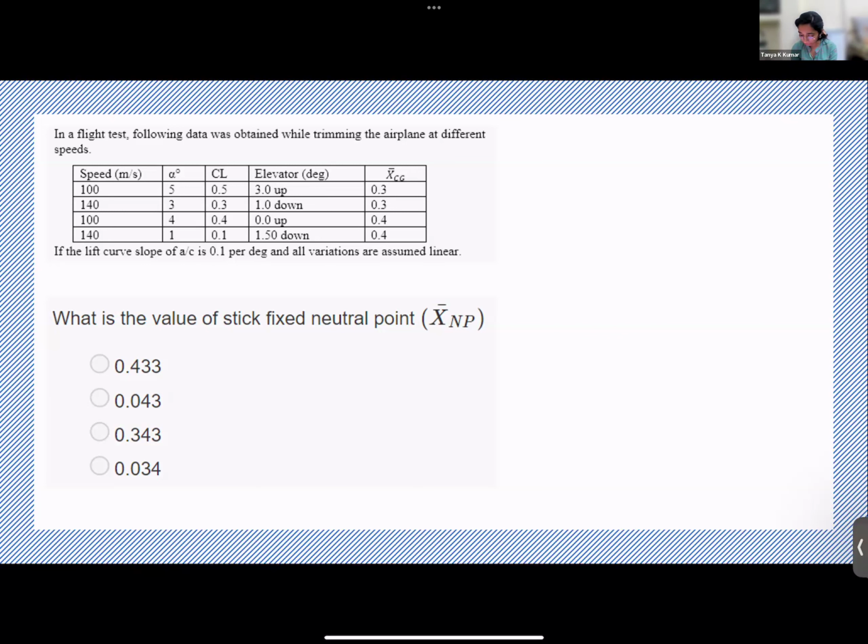A hint is that you should be using the delta E required equation. So delta E required is delta E naught plus d delta E by dCL into CL trim. Apply it at all points and then find out the value of neutral point. For each point, write this equation down, solve the equations, and find out the value of neutral point.